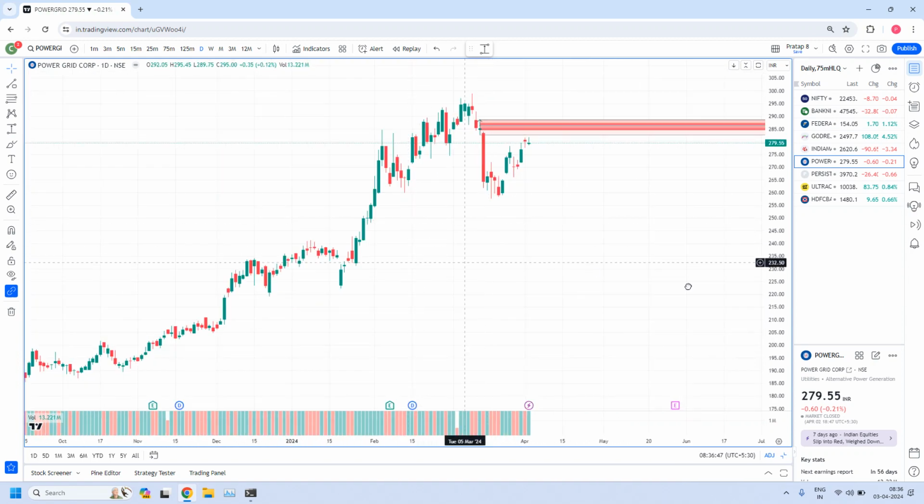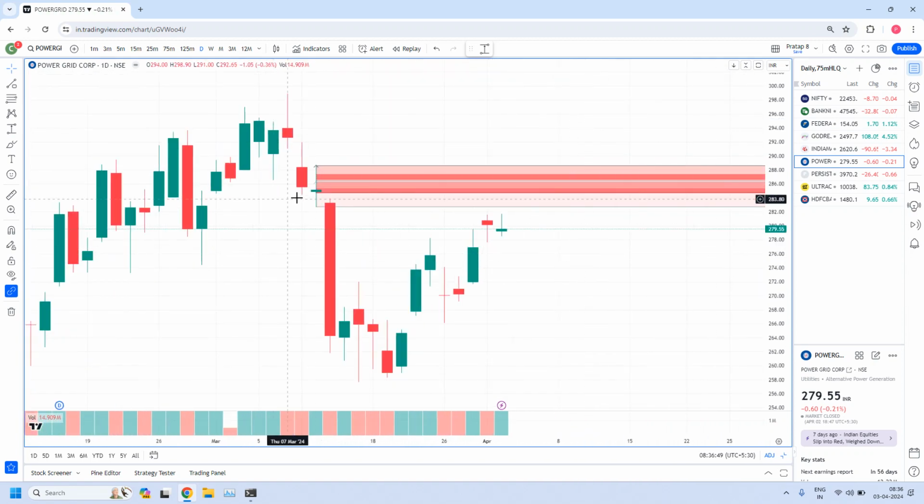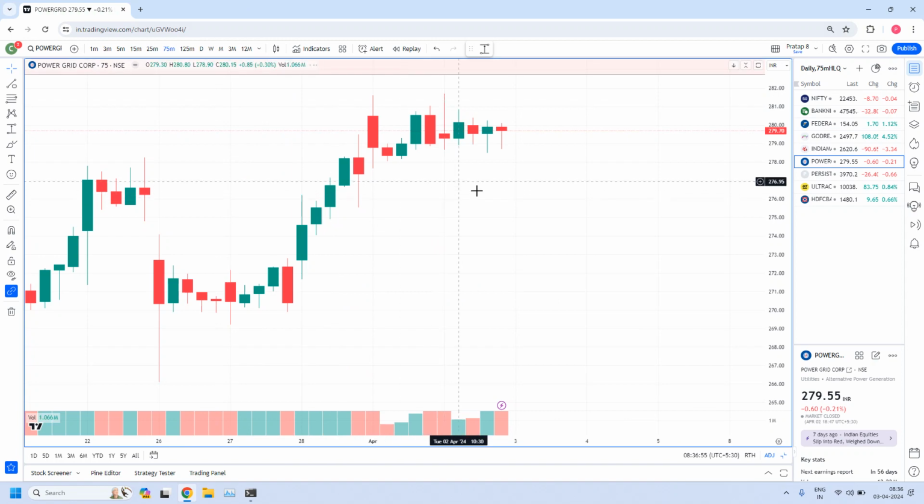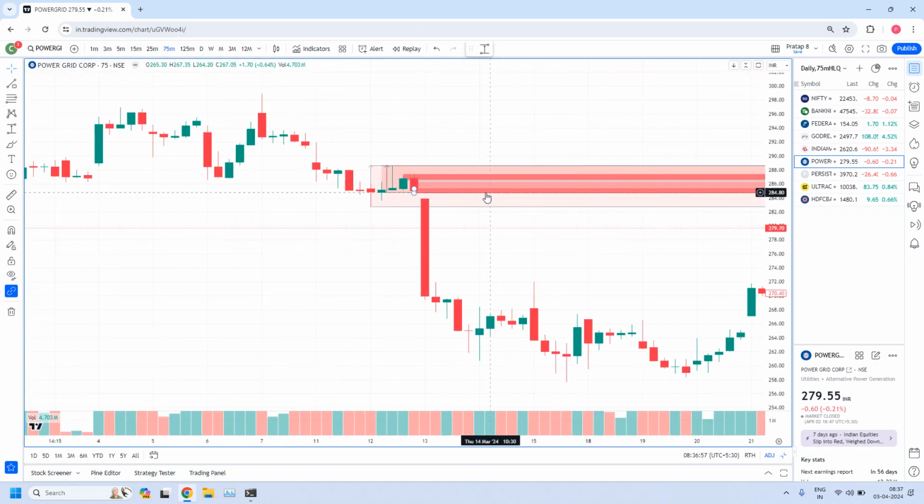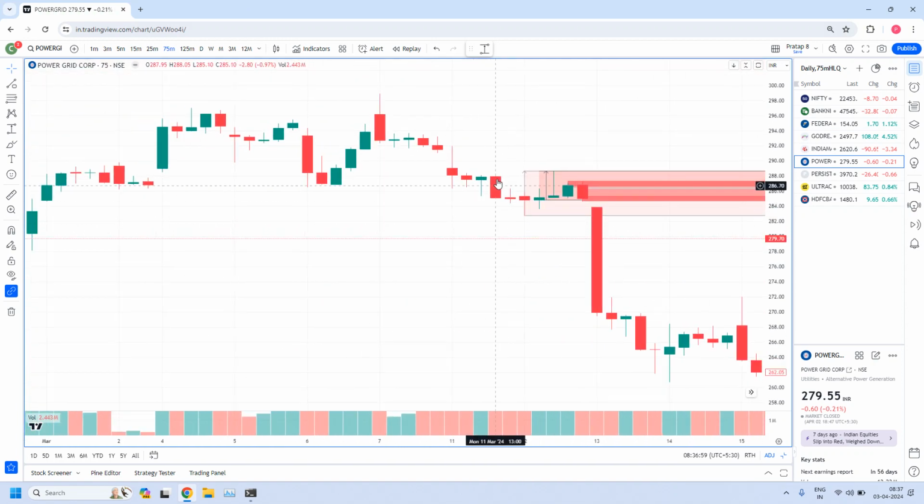This is also a daily zone. We have a drop candle, base candle and a drop candle. This we fine tuned with 75 minutes time frame. We have a drop candle, 1, 2, 3, 4, 5, 6 base candles and again a drop candle. Within this 75 minute zone, see drop, 6 base candles and a drop candle. That's why this entire 75 minute zone is drawn here. See the one I marked.